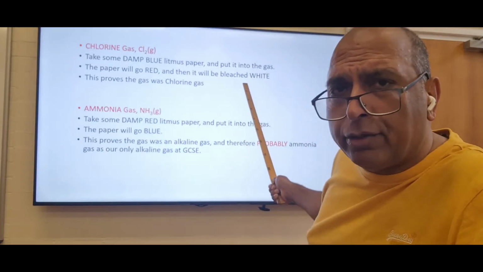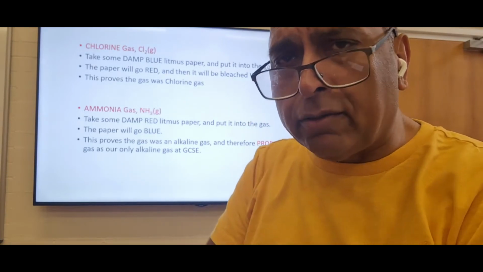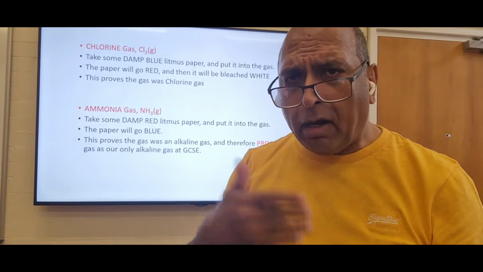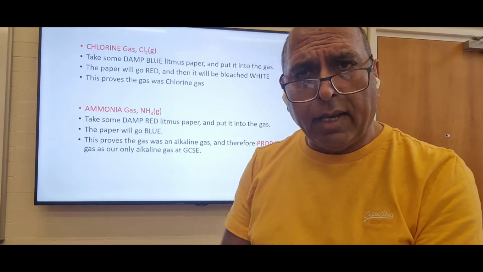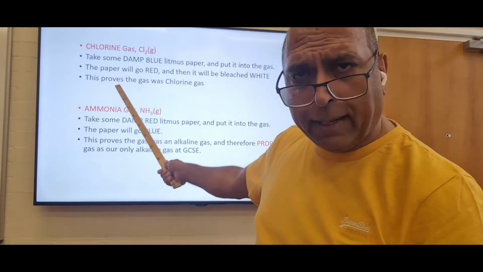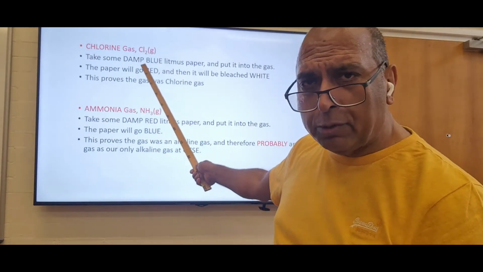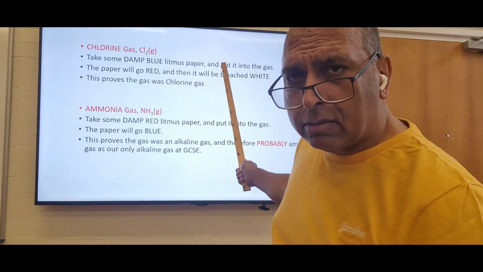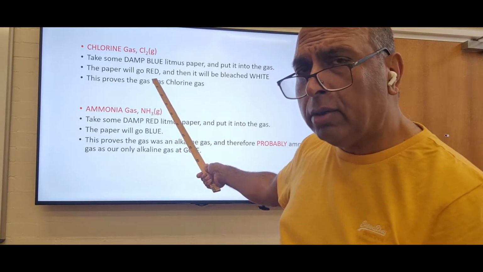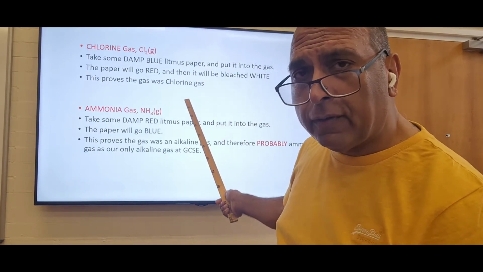The bleaching action is the specific reaction of hypochlorite ions, or chlorine in water that makes ions, which will destroy a lot of the coloured dyes, and consequently they bleach the paper. If those things happen, then the gas must have been chlorine gas. So learn: damp blue litmus paper, put it into the gas, watch for a momentary red coloration, and then that paper going white, being bleached, is proof that the gas was chlorine gas.